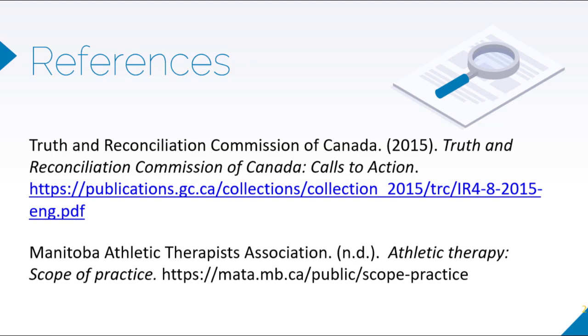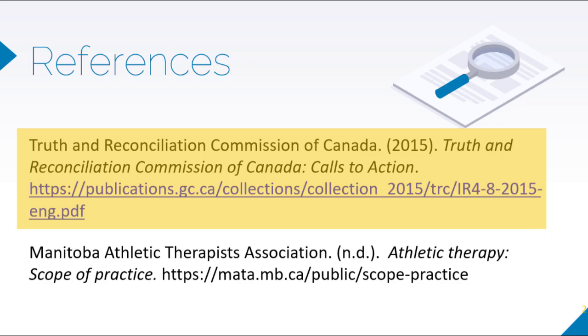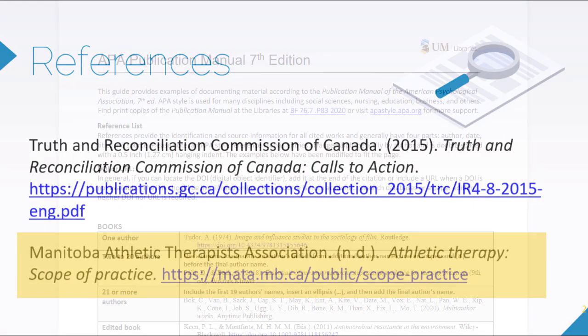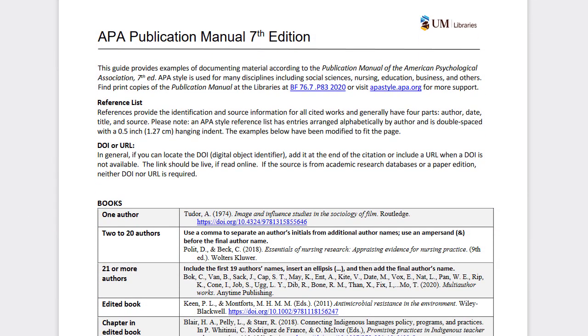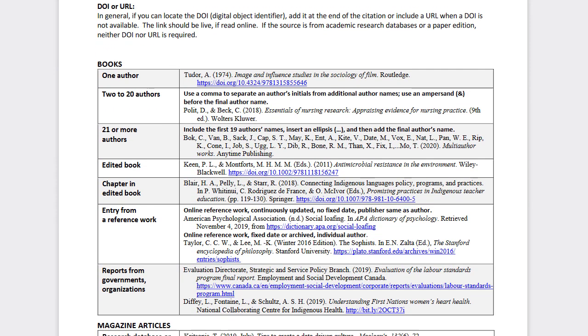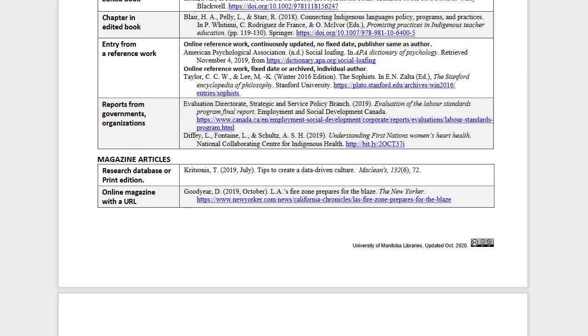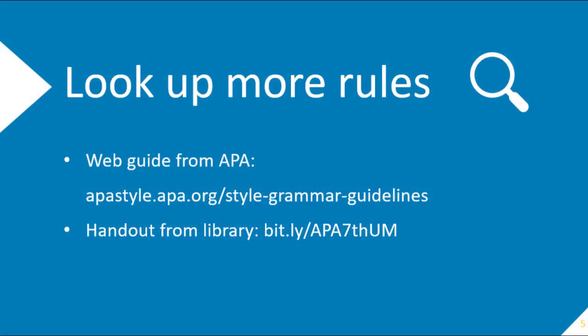APA also provides formats for other types of sources. For example, a report or a website. There are also different rules depending on things like how many authors there are and what to do if you are missing information. In the video description, you can find a link to the APA website to look up rules and a handout from the library to see examples.